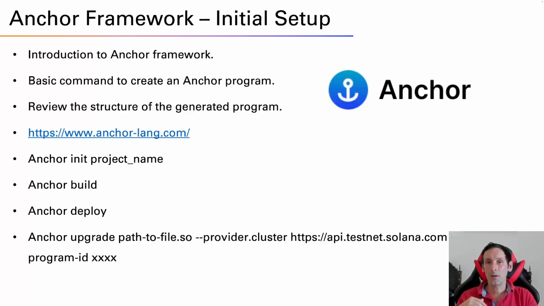Then you have anchor deploy. It does what the name says. It takes the binary, the BPF bytecode, Berkeley Packet Filter, I think that's what it stands for. It's basically the bytecode that the Solana virtual machine interprets and needs. So it takes that binary and deploys it on the blockchain. And finally, you also have anchor upgrade, which is to replace an existing program.